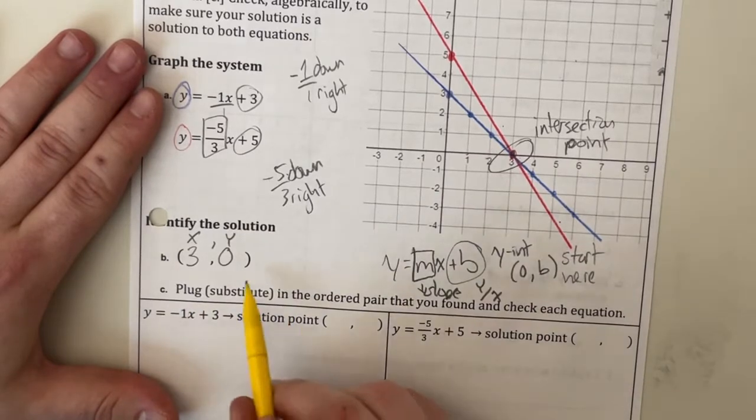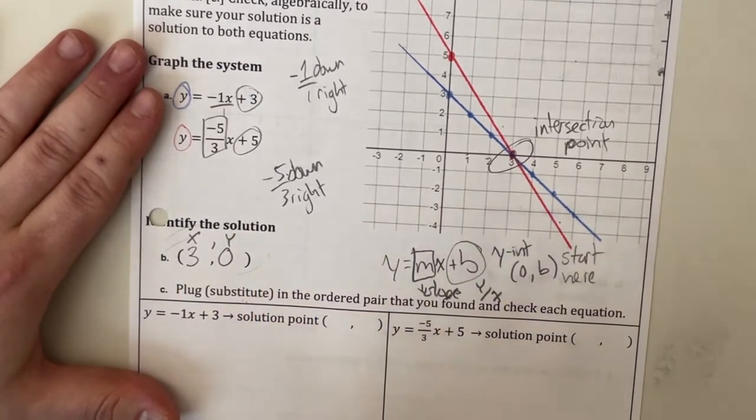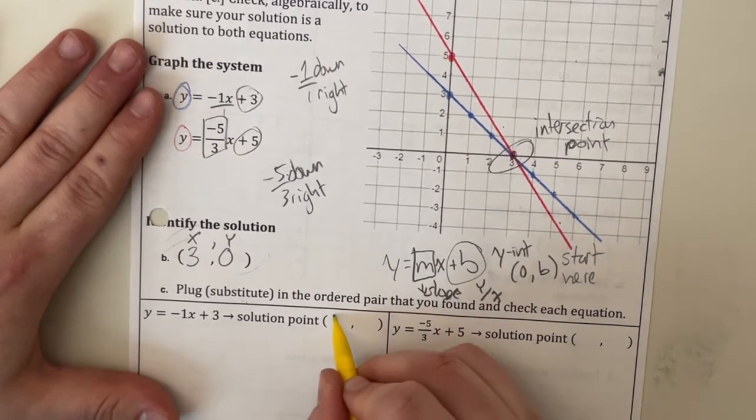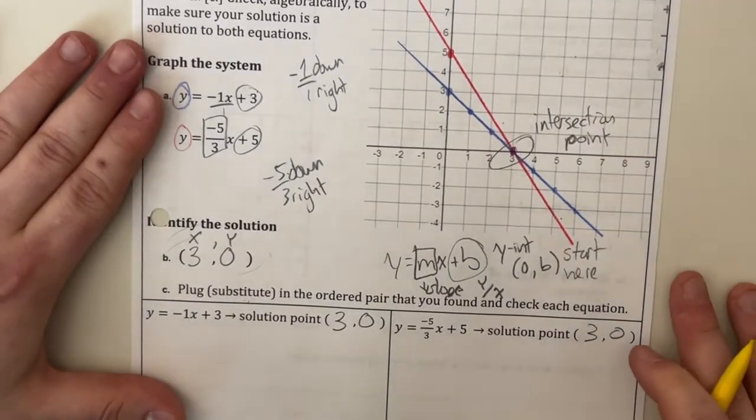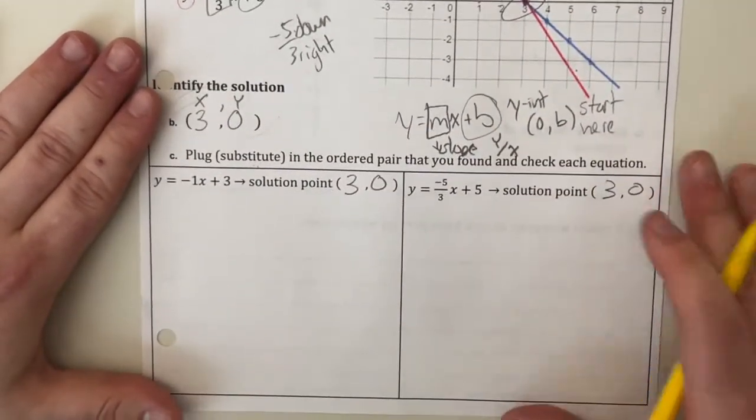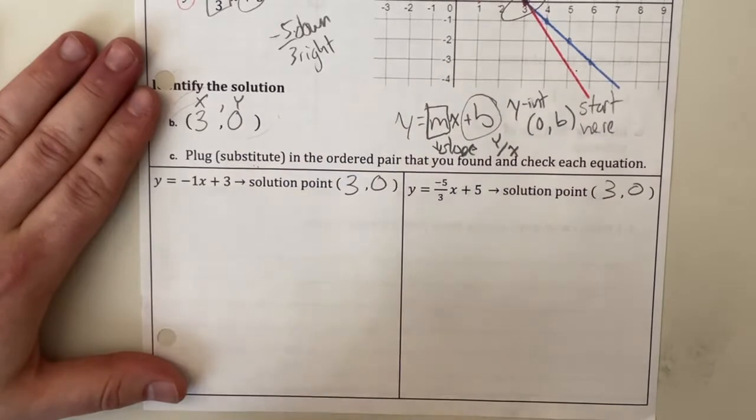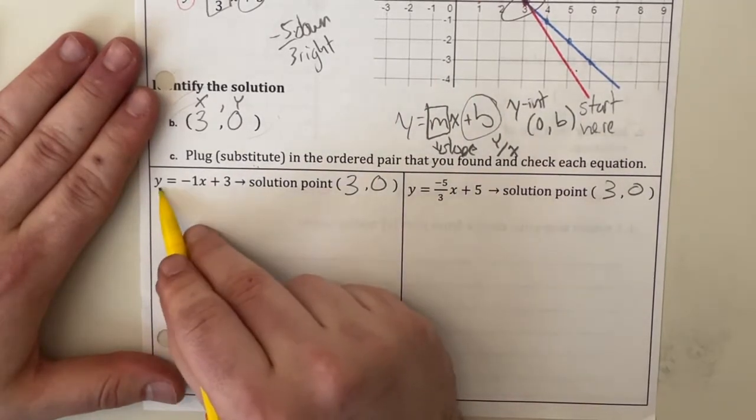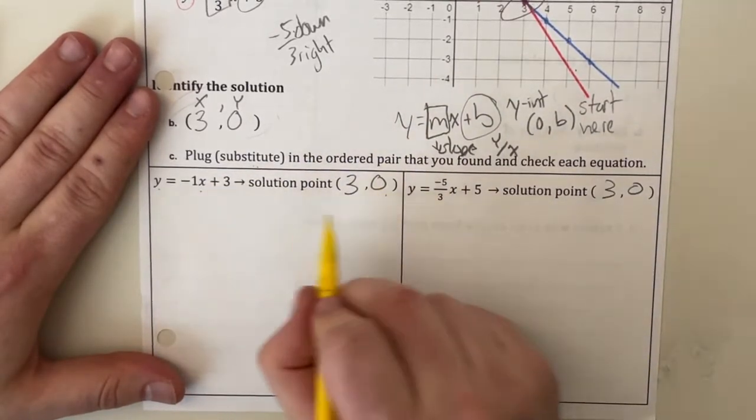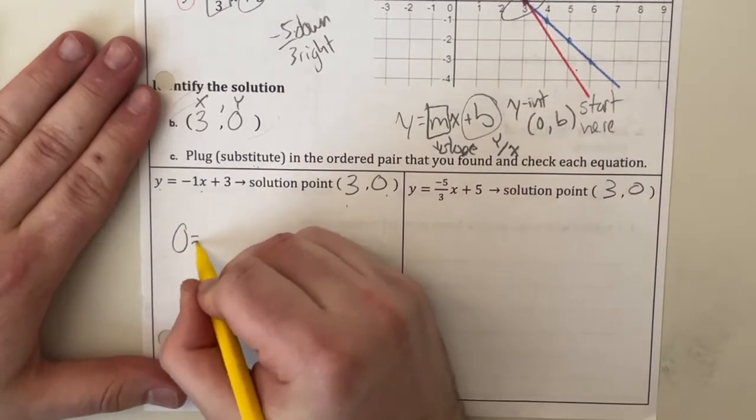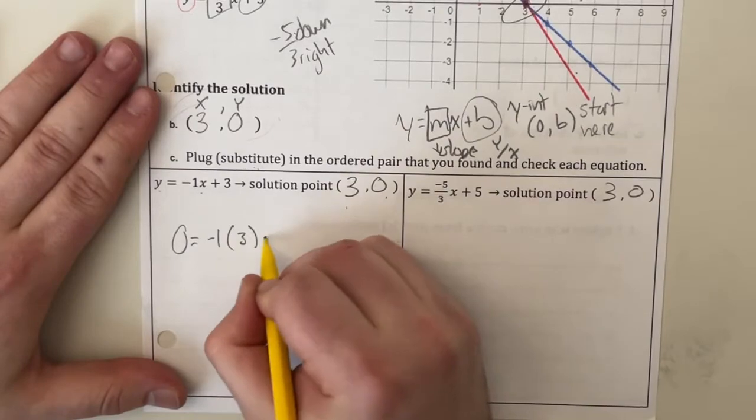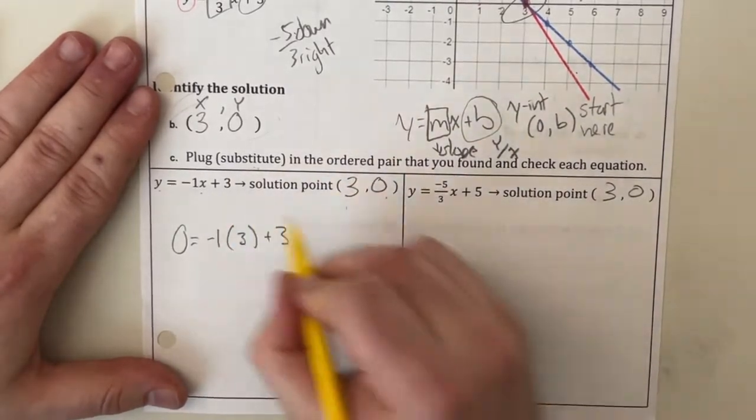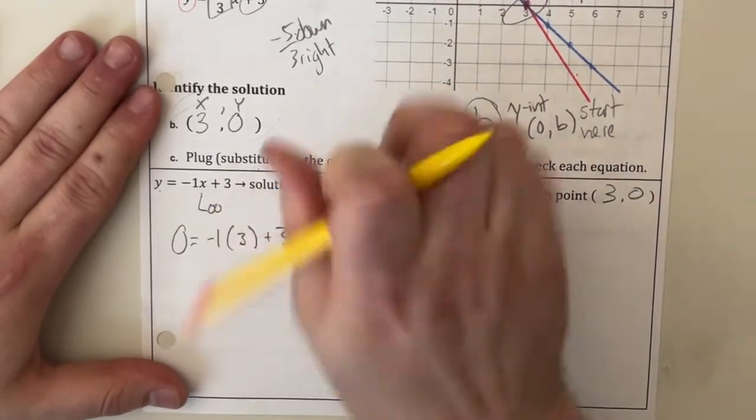Then for part C, all I have to do is take these values I have for x and y and plug them into my equation. So I'm going to say 3, 0 and 3, 0. Make sure you're simplifying carefully. I rewrite this equation: instead of y, I have 0, and instead of x, I have 3. So I'm going to say 0 equals negative 1 times 3 plus 3. Let me actually write it up here.